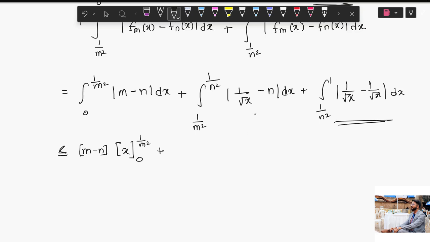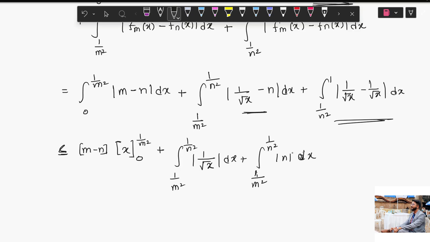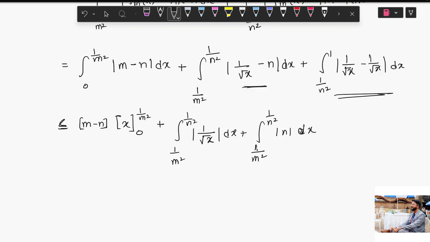I can write it, and I can break this integrand in two parts: the integral from 1 over m square to 1 over n square of 1 by root x dx, plus the integral from 1 over m square to 1 over n square of mod n dx. I'm using the triangle inequality. Now note that as both 1 by m square and 1 by n square are positive, I can remove that modulus, and I'm saying that mod of 1 by root x is nothing but 1 by root x, and mod n is nothing but n.